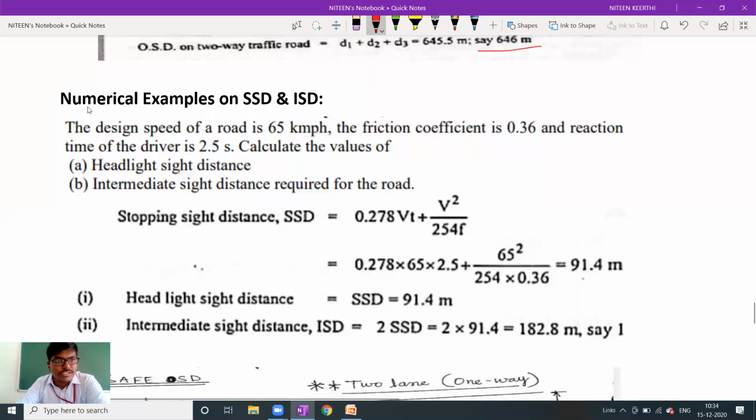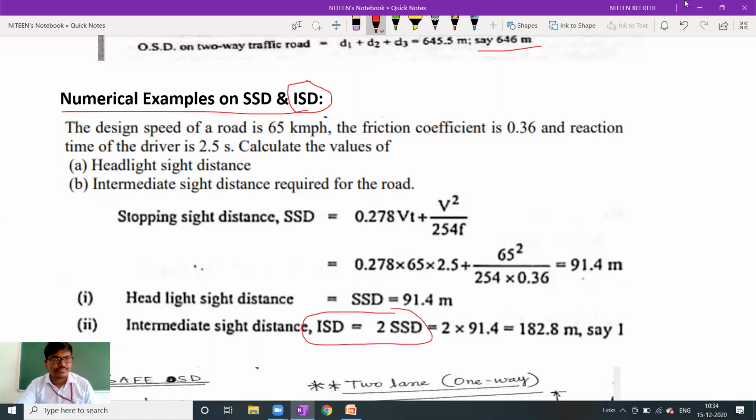Okay, so coming to the numerical example on SSD and ISD. ISD is nothing but intermediate sight distance. In some cases it may not be possible to provide overtaking sight distance and an overtaking zone, so there they will go for providing an intermediate sight distance. Intermediate sight distance is nothing but 2 times the stopping sight distance.